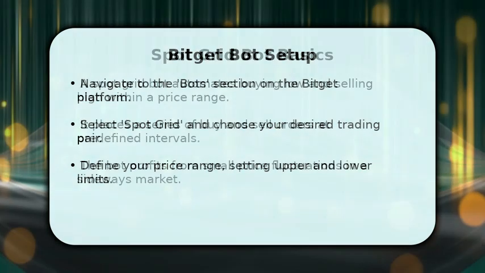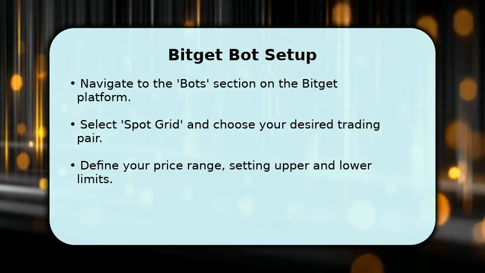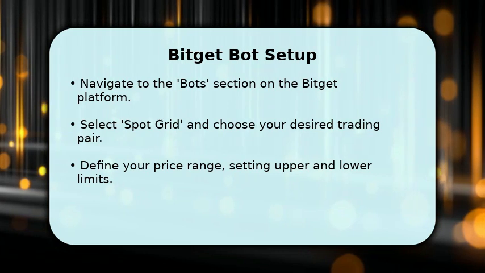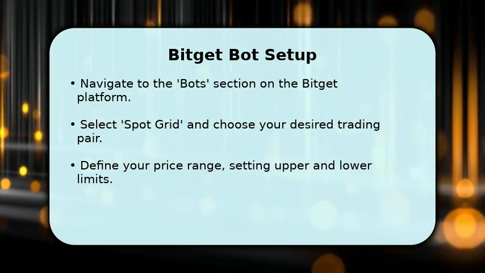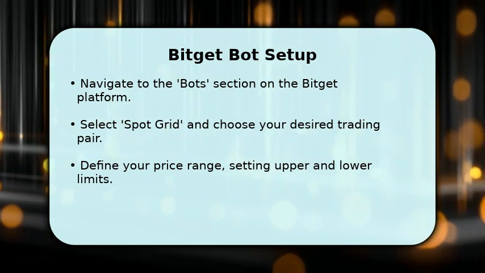intervention. To begin, log into your Bitget account and find the Bots section, usually accessible from the main navigation. From there, select Spot Grid and then choose the cryptocurrency pair you wish to trade, such as BTC/USD.